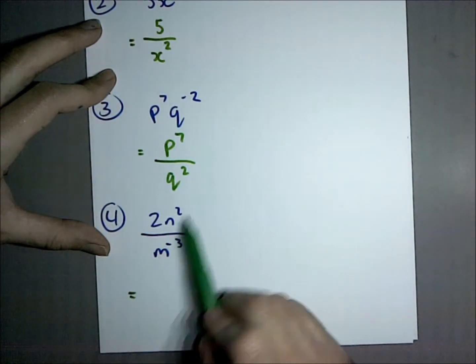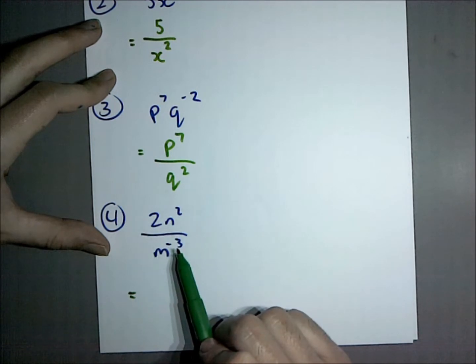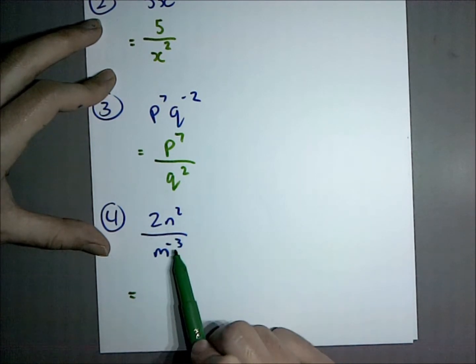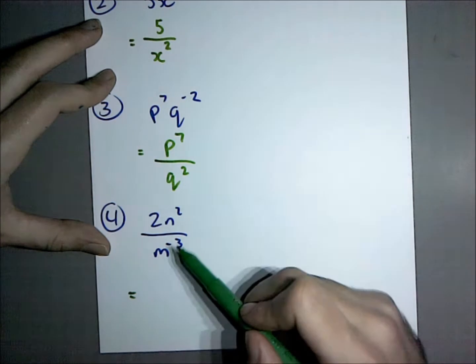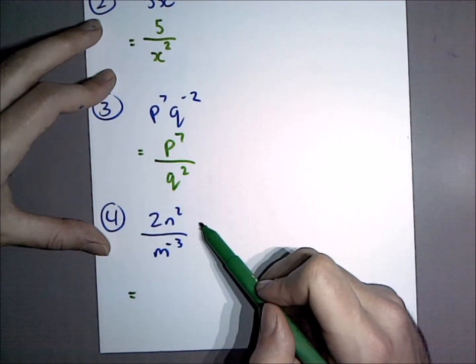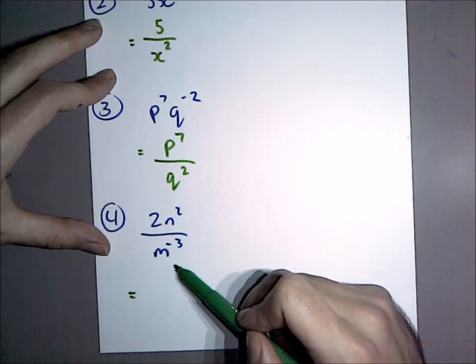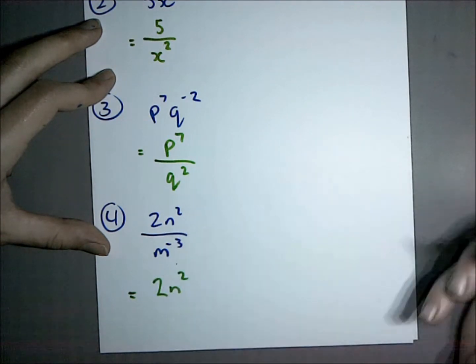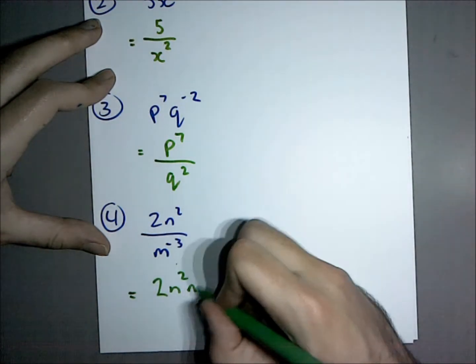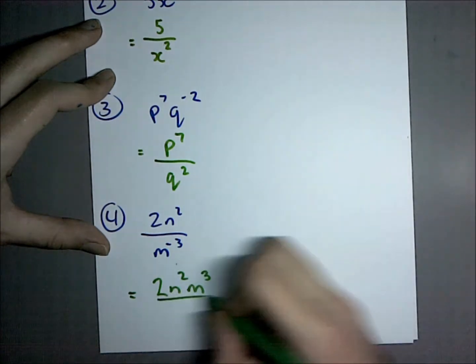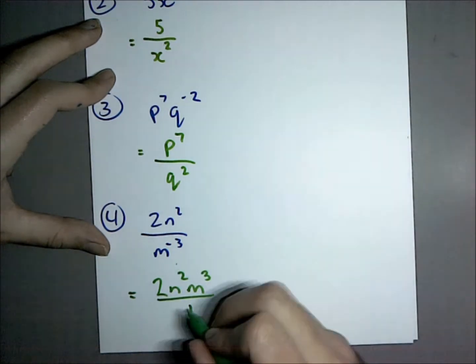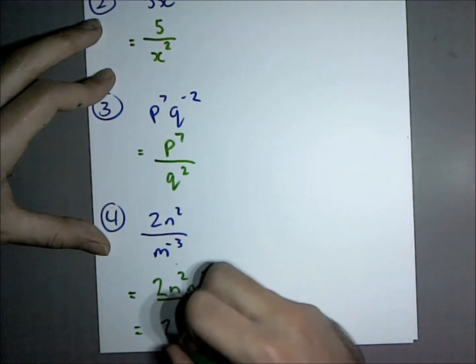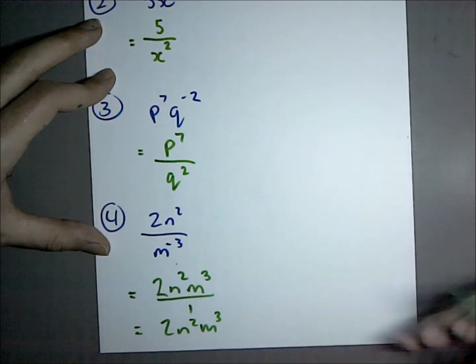We've got 2n squared divided by m to the negative 3. So the only thing with the negative power is this guy on the bottom here. So what I'm going to do is I'm going to move him up to the top and change the power to a positive, and all I'm going to be left with on the bottom is a 1. So it's going to be 2n squared, because I'm not touching those guys. The m moves to the top, so it's m to the power of 3, and it's over the top of 1, but you don't need to write divide by 1, so I'm just going to leave it as 2n squared, m to the power of 3.